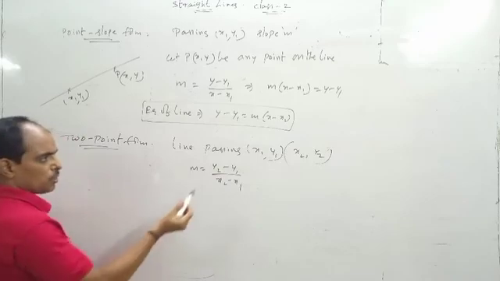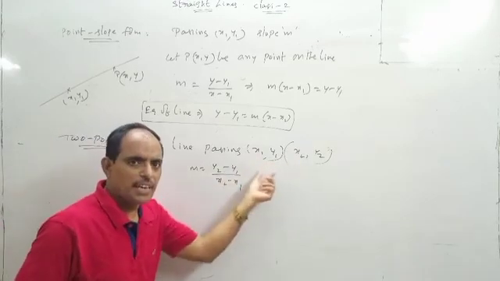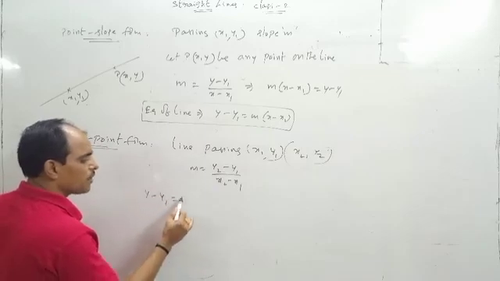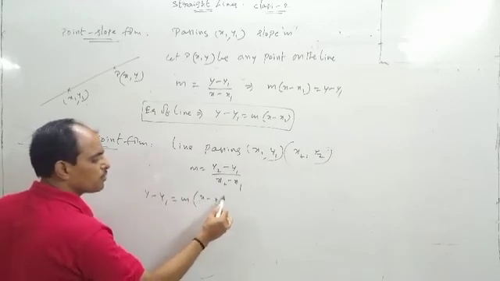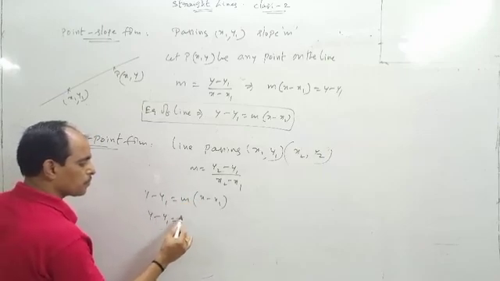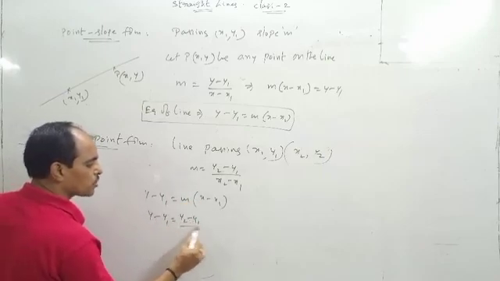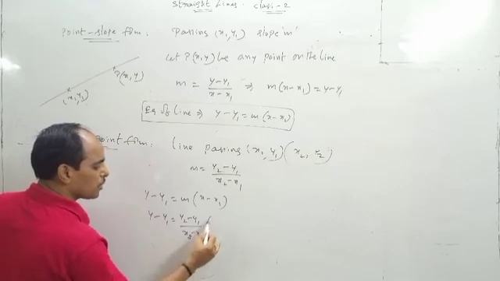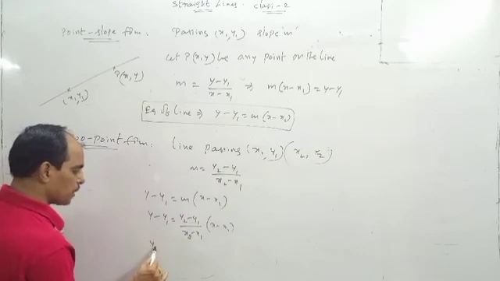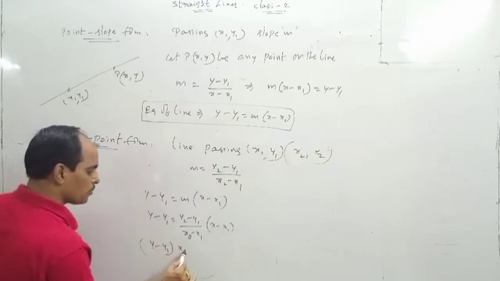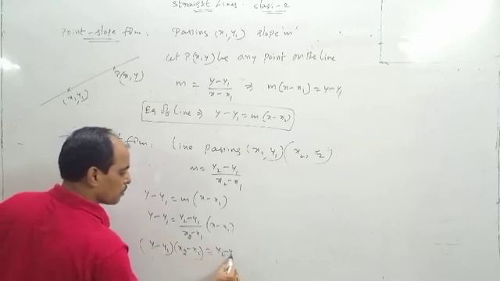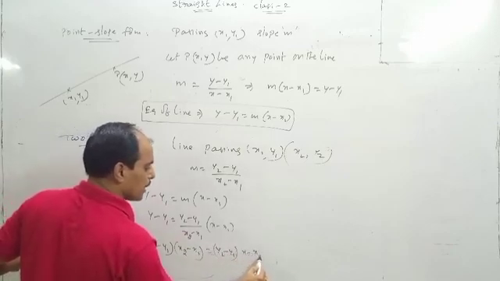So let's take one point. You may consider any of the points. Suppose I am taking this point. So what is the equation of the line? y minus y1 is equal to m of (x minus x1). What is m here? y2 minus y1 by x2 minus x1. So just replace m here. Just cross multiply: (y minus y1)(x2 minus x1) is equal to (y2 minus y1)(x minus x1).